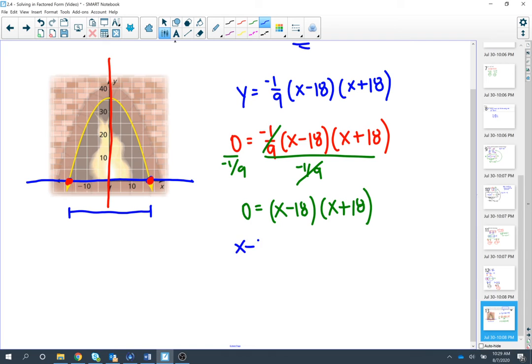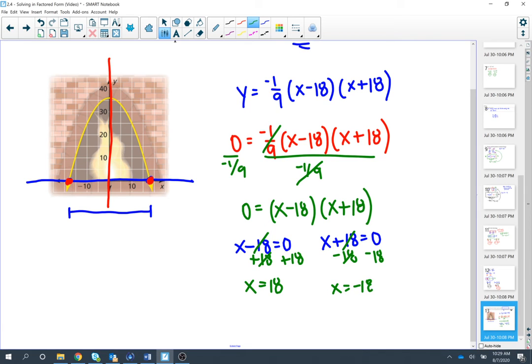So I can say x minus 18 equals 0, or x plus 18 equals 0. Solve both of those. I'm going to add 18, so x equals 18. And I'm going to subtract 18, so x equals -18. Then I'm going to go back and look and go, oh, so I want the width of the arch at ground level, and I know that one of my x-intercepts is at 18. And I know my other x-intercept is at -18. That's what that just told me.